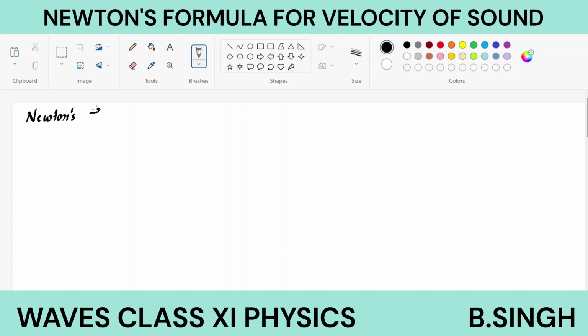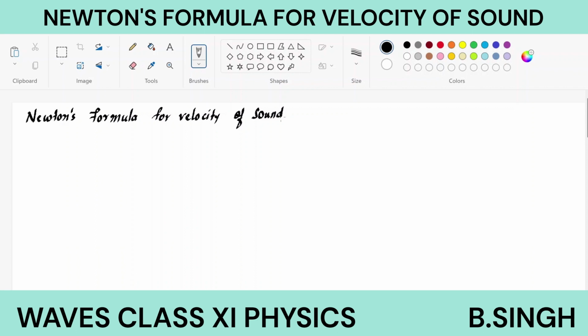Newton's formula for velocity of sound. According to Newton, he basically modified what we got in the previous case. So he made it more particular about the expression.